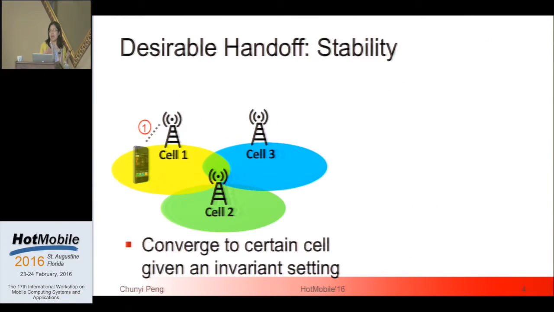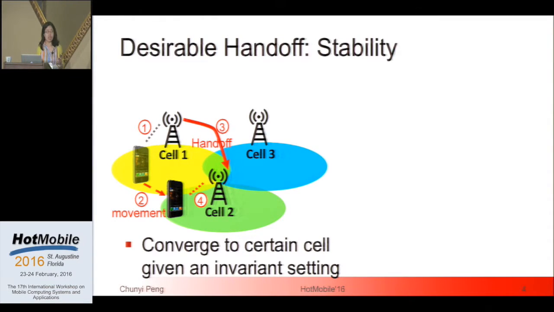And a desirable handoff should be stable. By stable, I mean if the network environment doesn't change, the device should stay with one serving cell. For example, in these 3 cell cases, at the beginning, the phone is in the coverage of cell 1, so it stays with cell 1. When it moves, the network environment changes, and it realizes cell 1 is not a good choice, so it will trigger the handoff and move to cell 2. After it moves to cell 2, a stable handoff should make the phone stay with cell 2. This is stability.